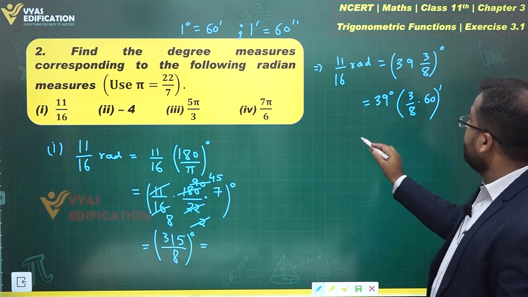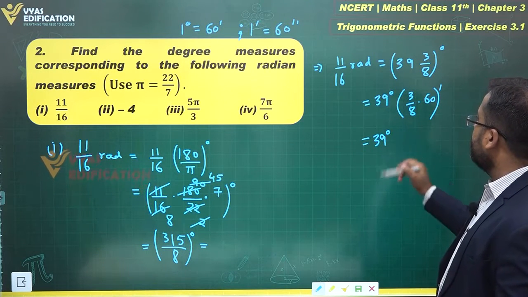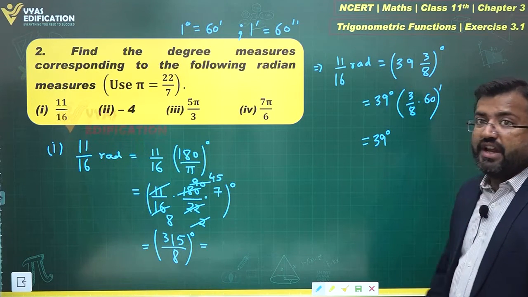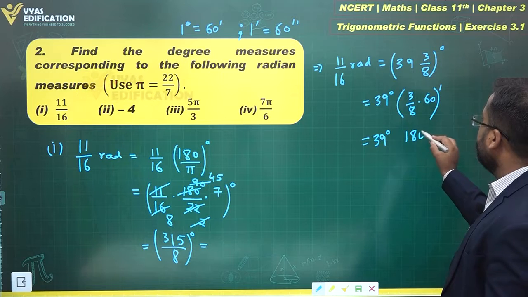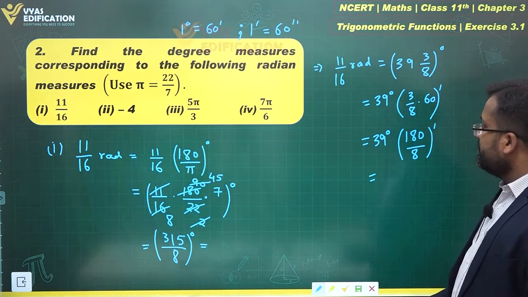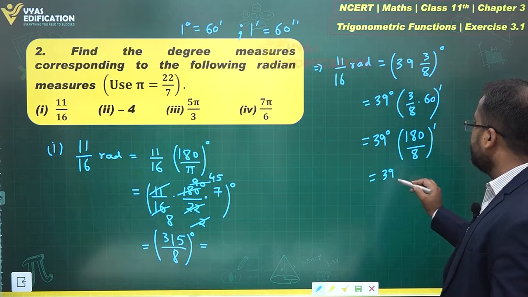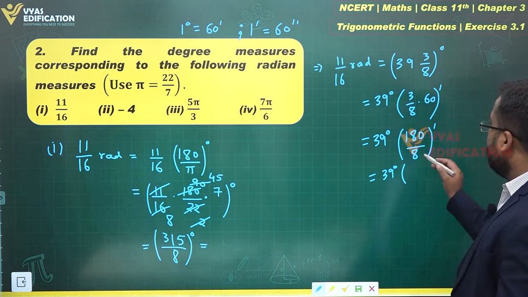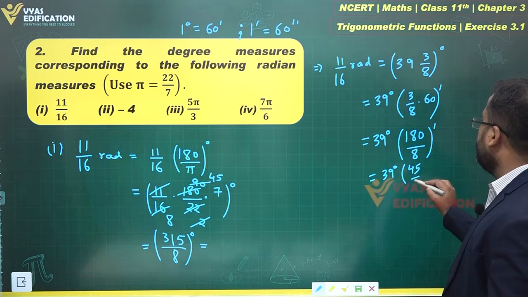That's simple, yes. So this is 39 degree, which is okay. What is this further equal to? 3 times 60 is 180, so 180 upon 8. This is 180 over 8 minutes. What does that equal to? This is further equal to 39 degrees. We can divide 180 by 4, and so this is 45 upon 2 minutes.